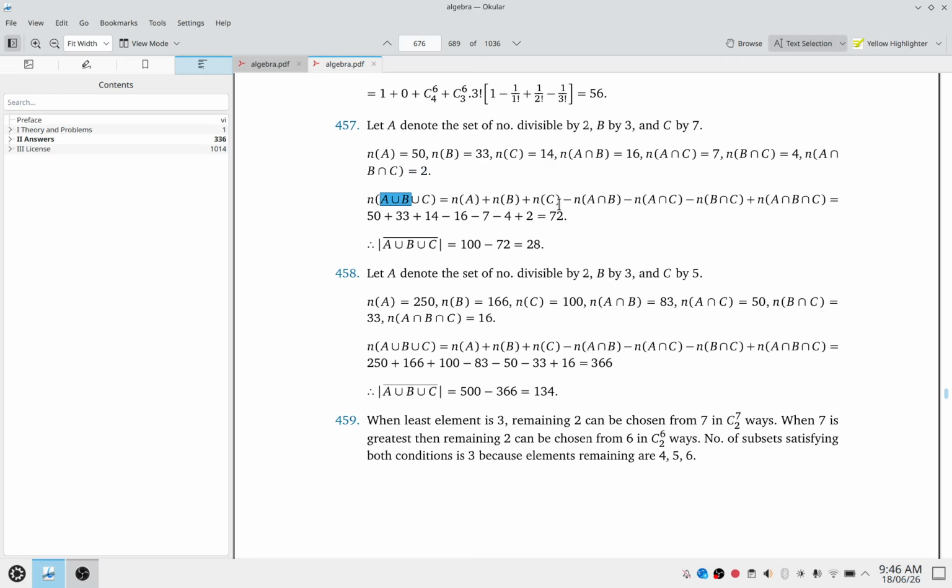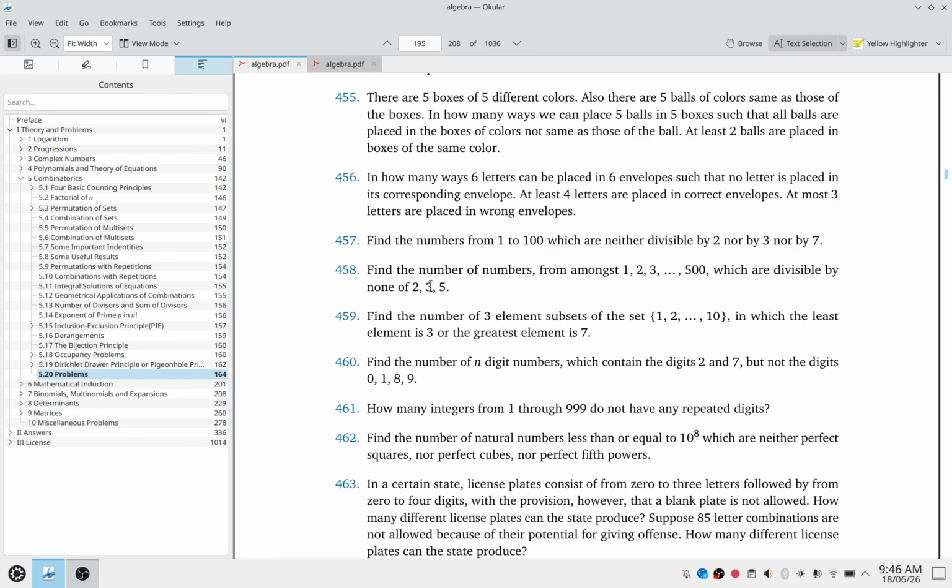Now we find the union from the formula. We get it as 72. So what we need is none. It should be divisible by none. So we take a complement. 100 minus 72, 28.